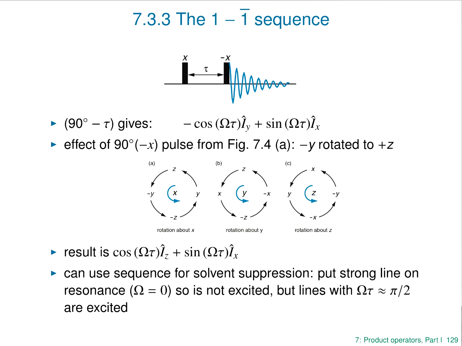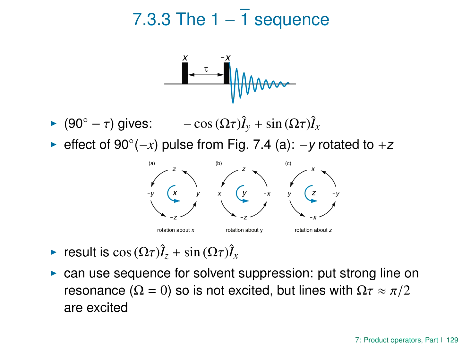strong solvent line. So for example, if you had a very strong line in the spectrum which was swamping the spectrum and you didn't want to excite it, you could put that on resonance, in other words with omega equals 0, and therefore the excited magnetization sine omega tau times Ix would be 0. So the on resonance signal will not be excited. But you could arrange it that other signals, in particular ones with omega tau equal to pi upon 2, would be excited along the x-axis with maximum intensity.